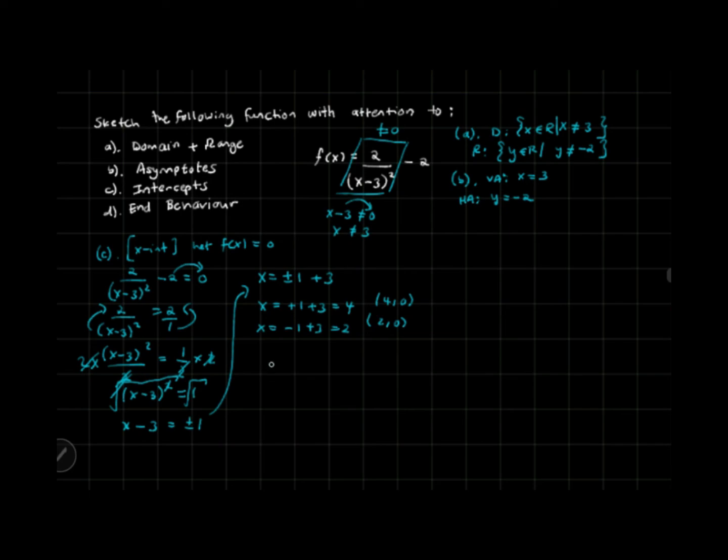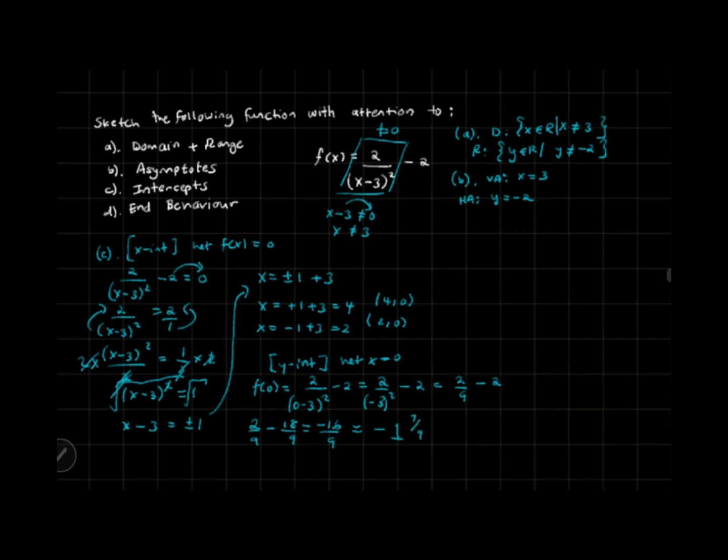Now let's find our y-intercept so we can create a much more refined sketch. For the y-intercept, I'm going to let x equal 0. If I let x equal 0, f of 0 is equal to 2 over (0 minus 3) squared minus 2, which is 2 over negative 3 squared minus 2, which is 2 over 9 minus 2. You can write the negative 2 as 2 over 9 minus 18 over 9, which is negative 16 over 9. This is approximately, a little less than negative 2. You can think about this as negative 1 and 7 over 9 if you want.